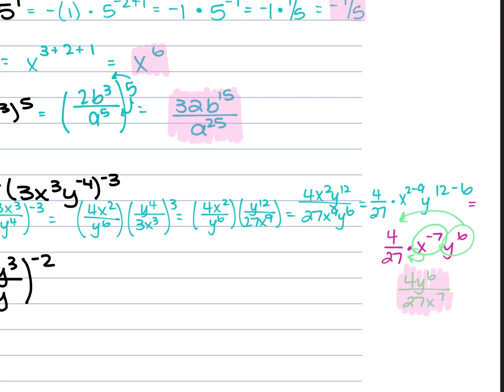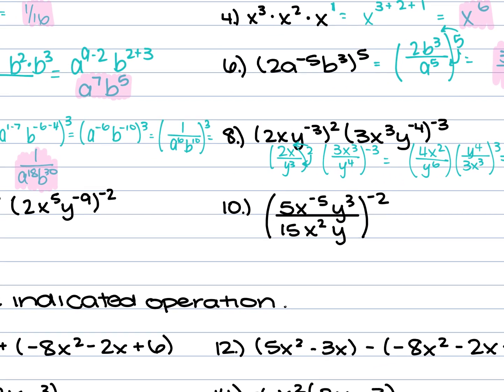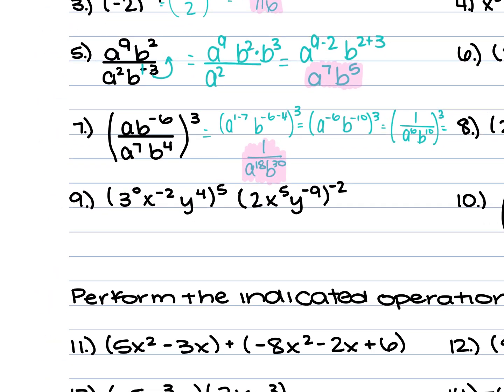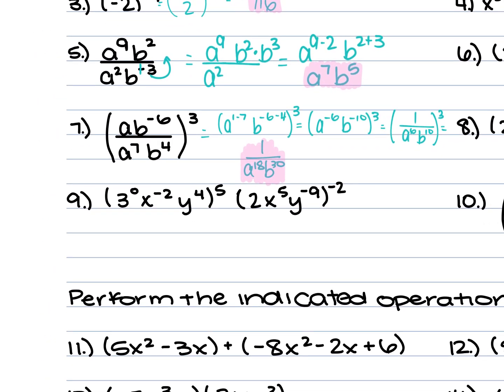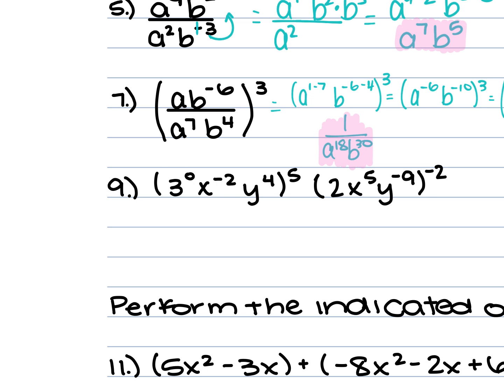For number 9, we have 3 to the power of 0, x to the negative second power, y to the fourth power, all raised to the fifth power, times 2x to the fifth power, y to the negative ninth power, all raised to the negative second power. So we're going to simplify what's inside the parentheses first. The 3 to the power of 0 is just 1. So cancel that out. You don't need it. The x to the negative second power is going to go to the bottom. The y to the fourth power is going to stay on top. It's still going to be raised to the fifth power.